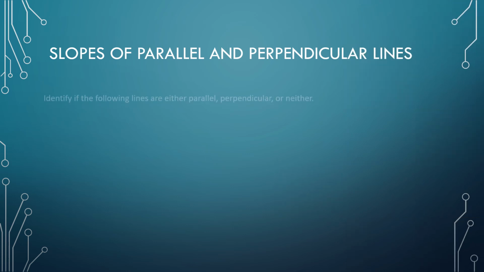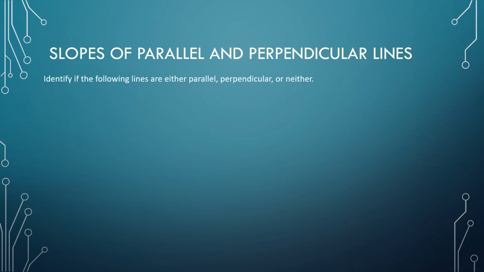Example 2. Identify if the following lines are either parallel, perpendicular, or neither. y1 equals 2/3 x minus 10, and y2 equals minus 3/2 x plus 3. So, we can identify the slopes of both these lines and can make a pretty good guess that they are perpendicular to each other. If we have any doubts, we could always apply this similar formula.